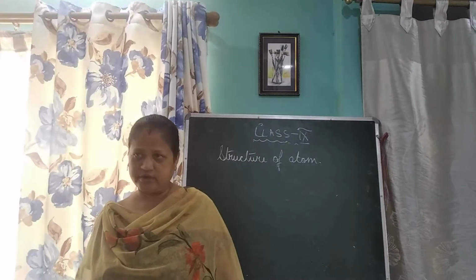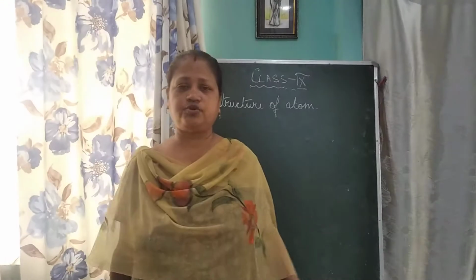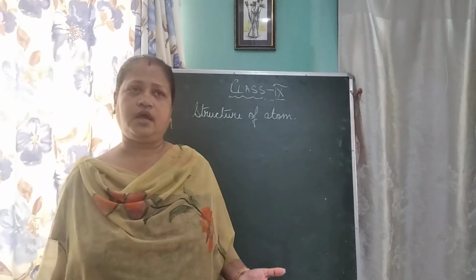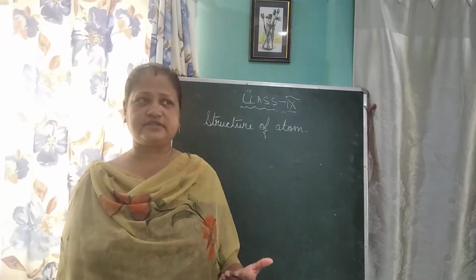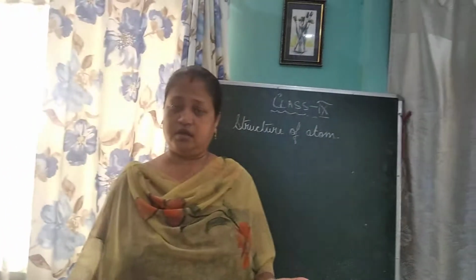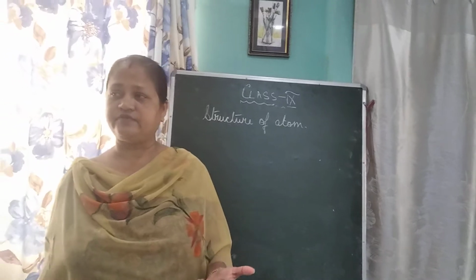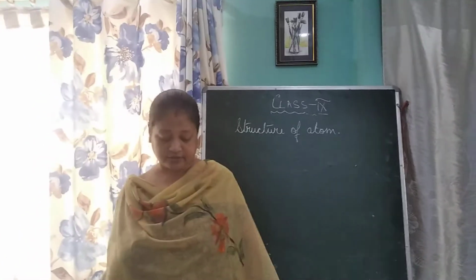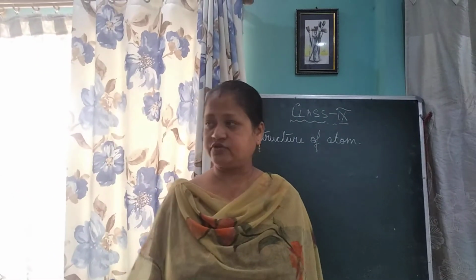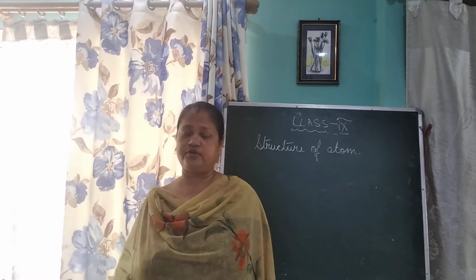Now, according to Dalton's atomic theory, which you have studied in your previous chapter, what does it tell? Dalton's atomic theory tells that atoms are indivisible and cannot be created nor destroyed. Now the question arises: as proposed by Dalton, are atoms really indivisible, or are there smaller constituents that make up atoms?